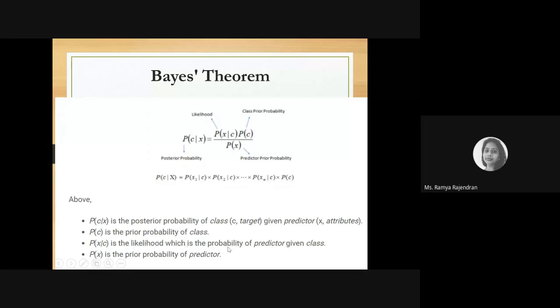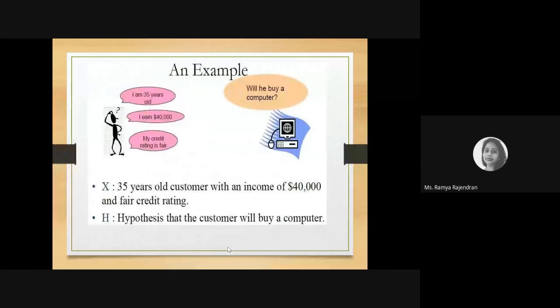So we'll be able to apply this formula in a given example so that you'll be able to understand better. For example, we are trying to predict whether a person is going to buy a computer or not, if he is 35 years old, earns $40,000 as an annual income, and his credit rating is fair. So we are setting up a hypothesis saying that this customer will buy a computer.